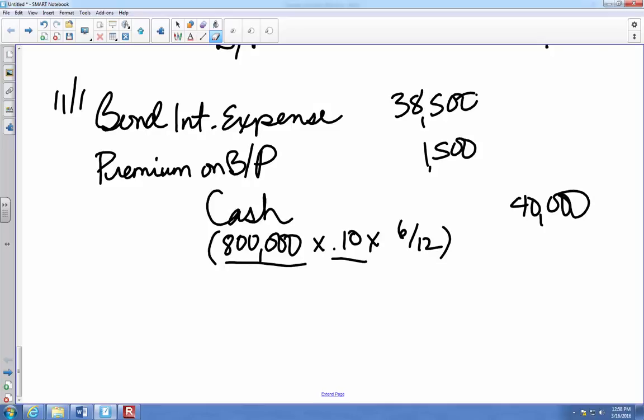The last thing I want to do with bonds, and then we'll take a little stretch and delve into the investments, is let's start on this April 1st, where I issued $600,000 of 9% 10-year bonds.